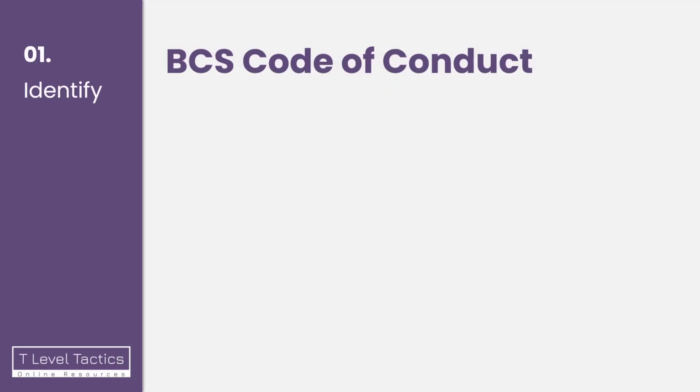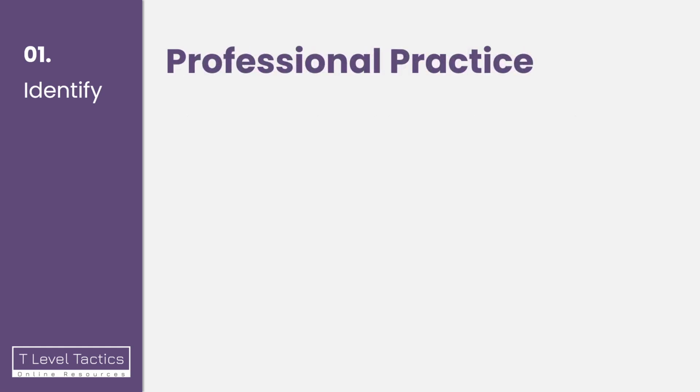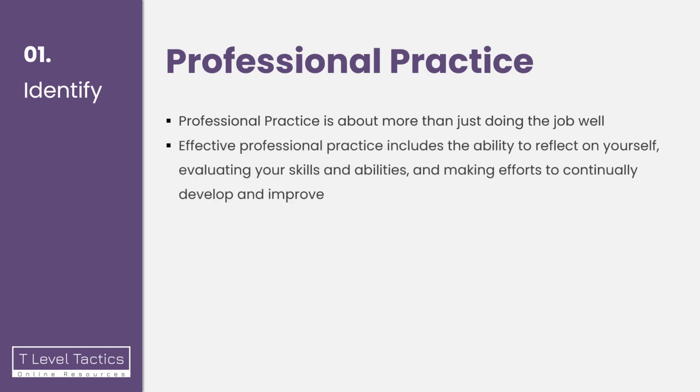So this code of conduct sets out the positive characteristics that workers in IT should have, according to BCS. There's also a specific part on professional practice. Professional practice is about more than just doing the job well. Effective professional practice includes the ability to reflect on yourself, evaluating your skills and abilities, and making efforts to continually develop and improve your skills.